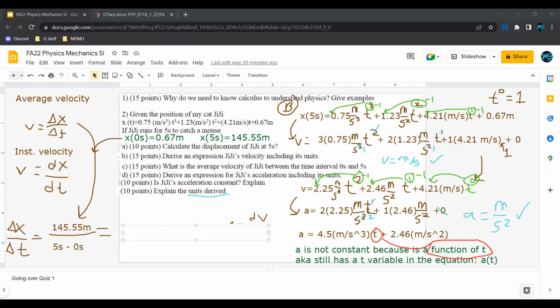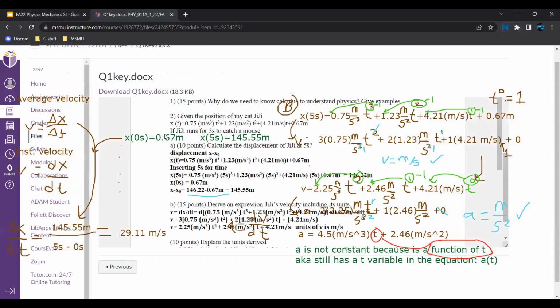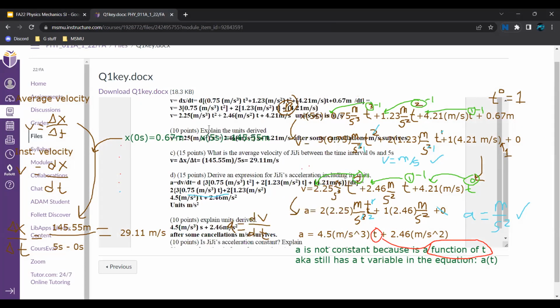So 29.11 meters per second, which if I were to guess for rounding would become 29.1 meters per second. Cool. And then I believe that was all the parts of quiz 1. We can go ahead and double check our answers with the answer key, if we can see through.